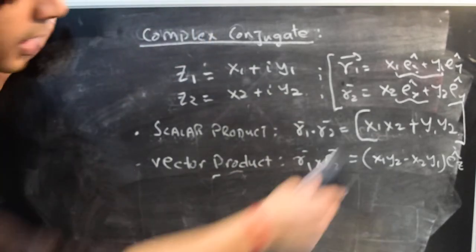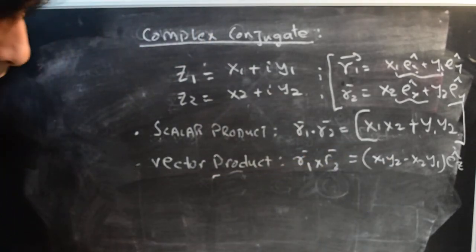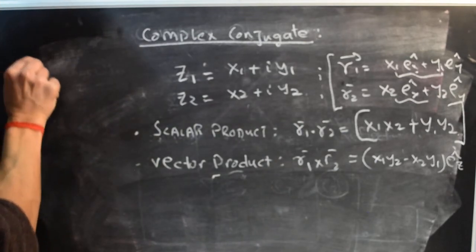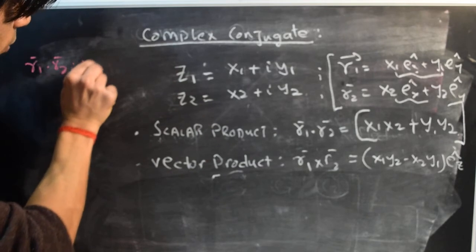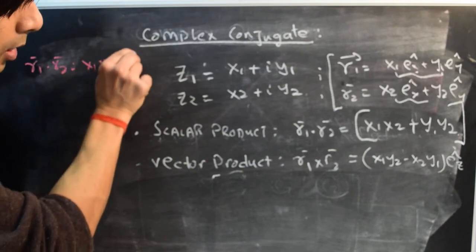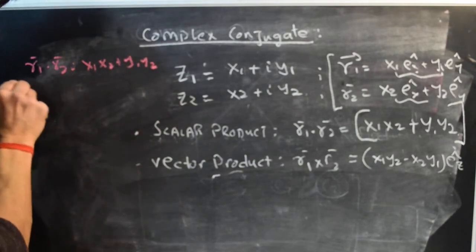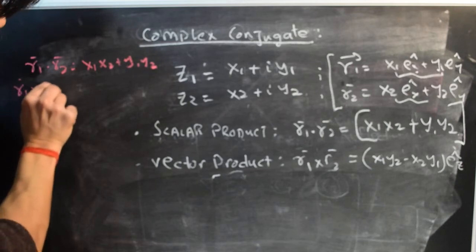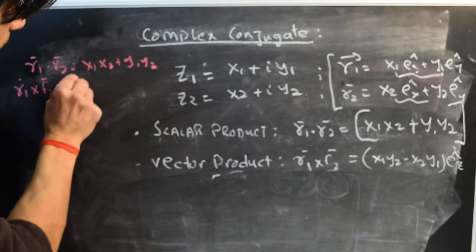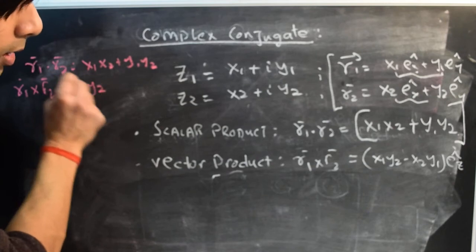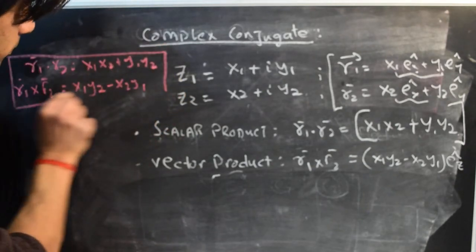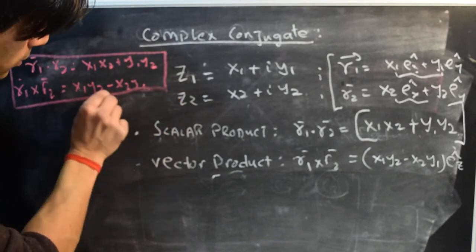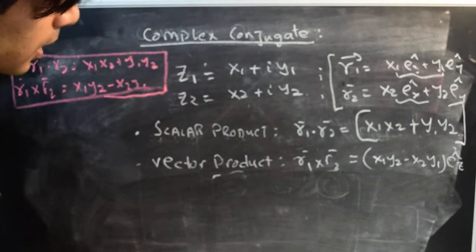Okay, so let's keep these two things in mind, and let me write it here for convenience. The dot product is x1, x2 plus y1, y2, and the cross product is x1, y2 minus x2, y1.